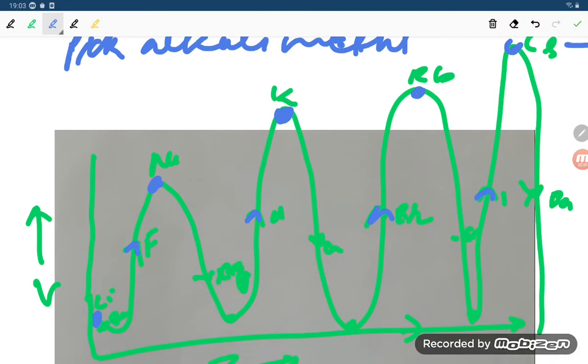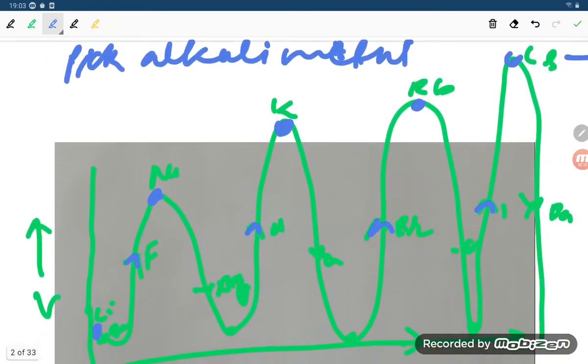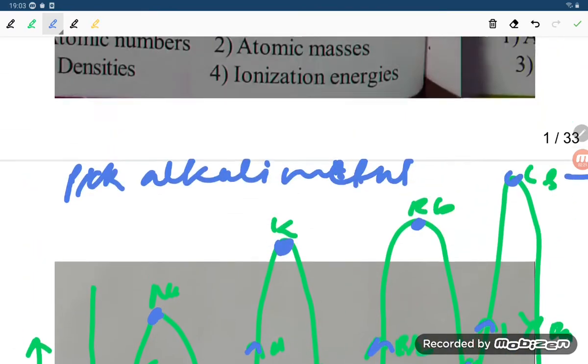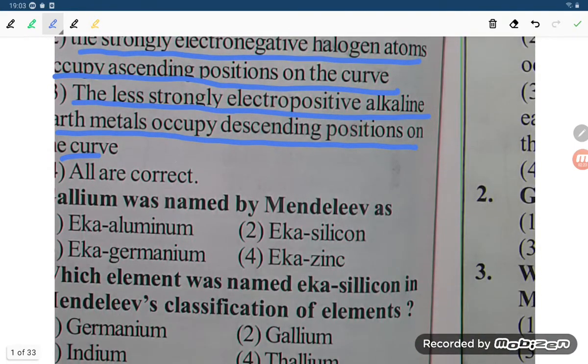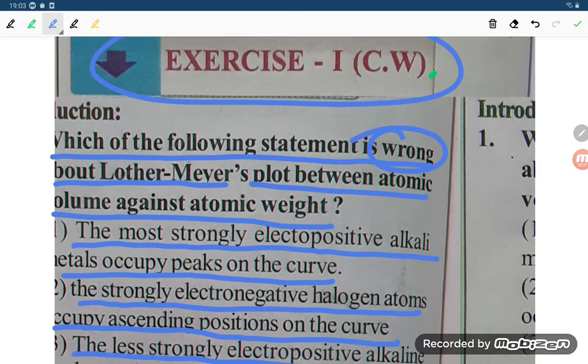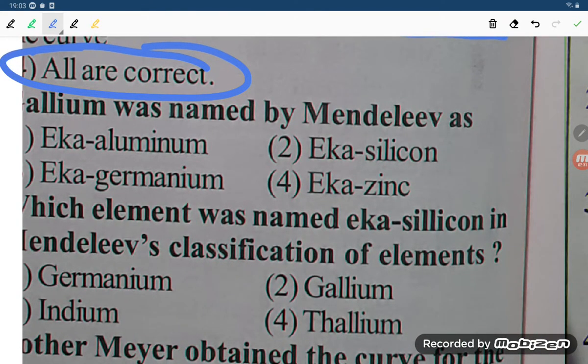Now what is the next point? The less electropositive alkaline earth metals occupy the descending positions. That is also correct, student. Whatever the descending lines are here, the descending line means alkaline earth metals. So all are correct. They are asking which is wrong. So no one is wrong, all are correct. So the required option is option number 4.